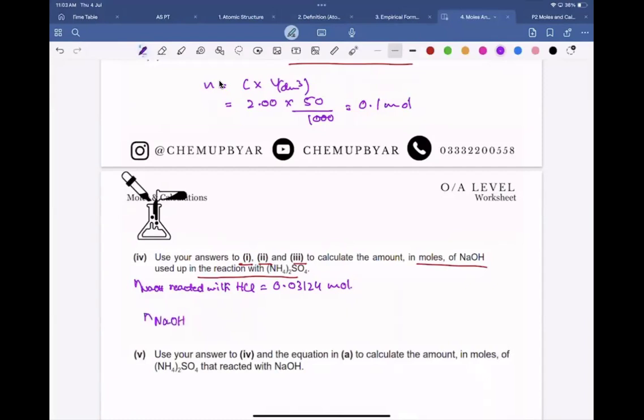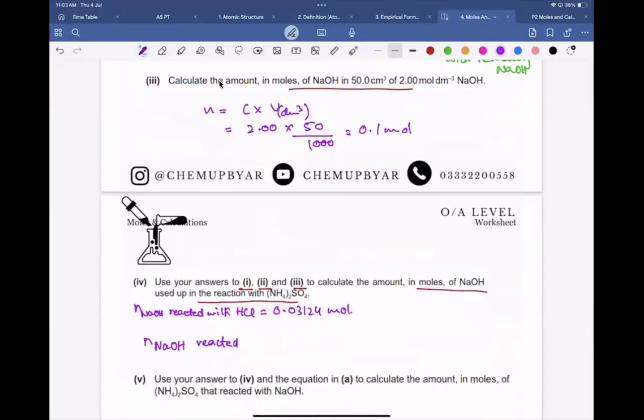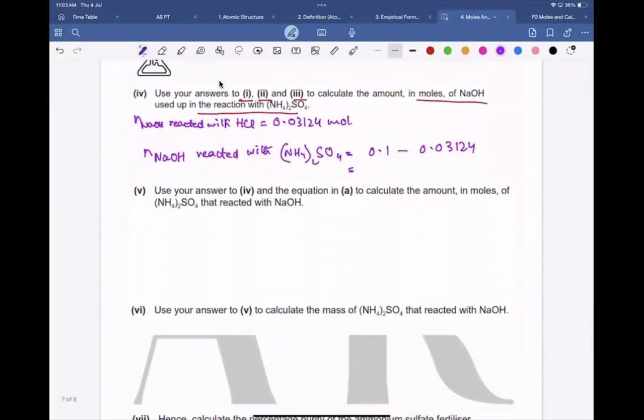So if you connect the links and read it very carefully, it will be relatively easy to attempt. So moles of NaOH reacted with ammonium sulfate is equal to 0.1 minus 0.03124. Can you tell me the answer? 0.0688. Okay.